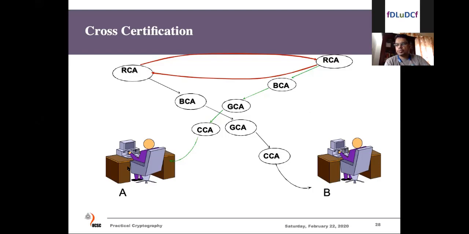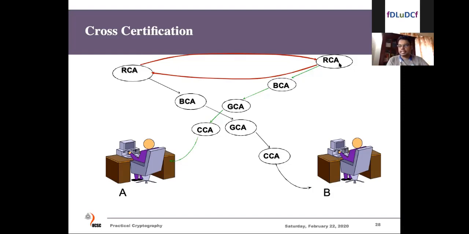The concept we use is called cross-certification. In the cross-certification concept, what happens? This root CA certifies the public key of that root CA, and that root CA certifies the public key of this one. That means the top certification authorities certify each other's public keys. So this CA has two public key certificates. One is self-signed, meaning he himself certifies his public key, and one certificate is certified by the other CA. Similarly, that root CA has two public key certificates. One is self-signed, or certified by itself. The other one is certified by this CA.